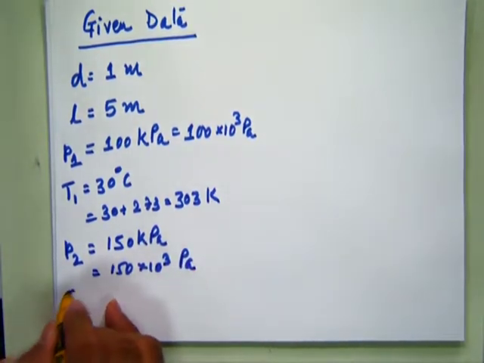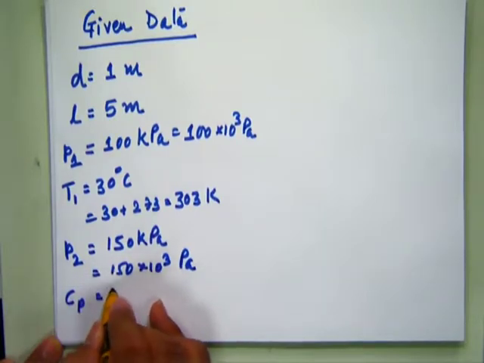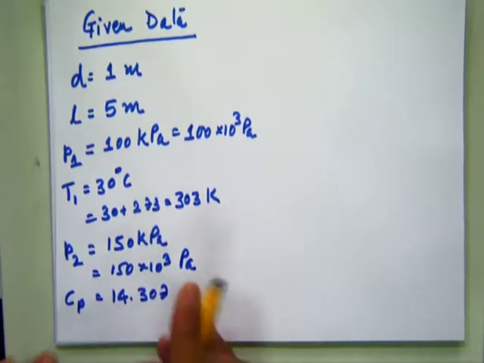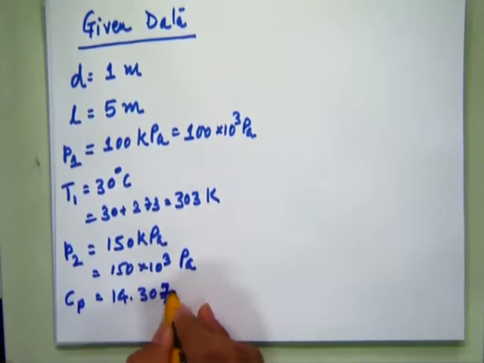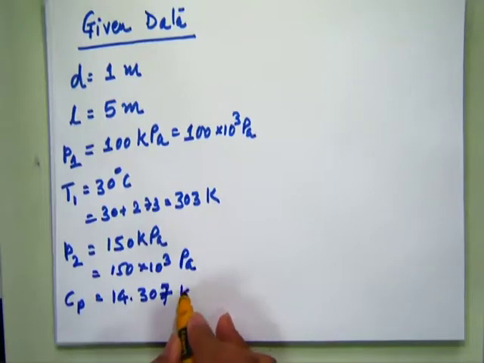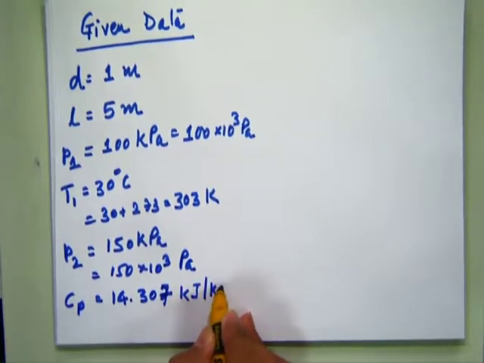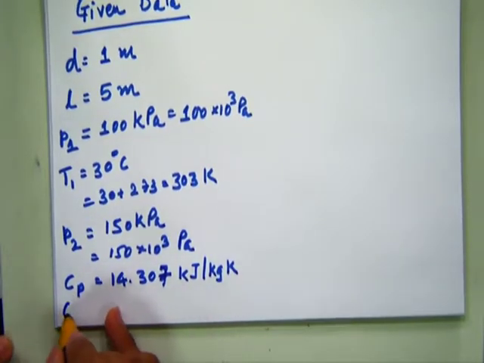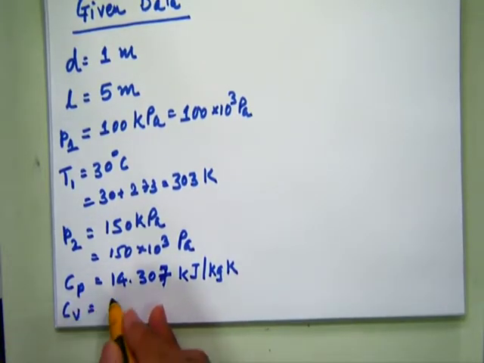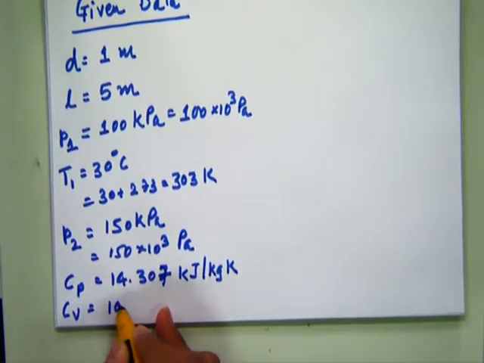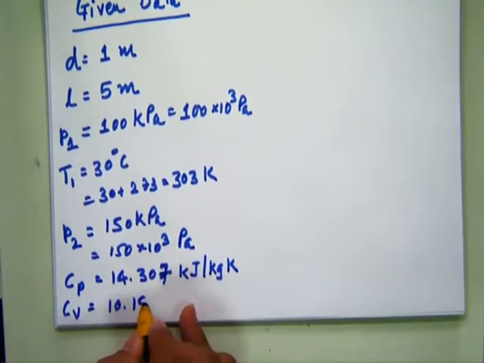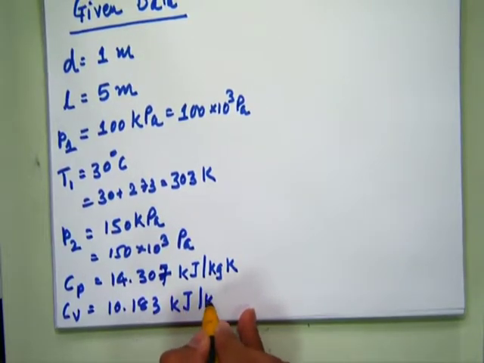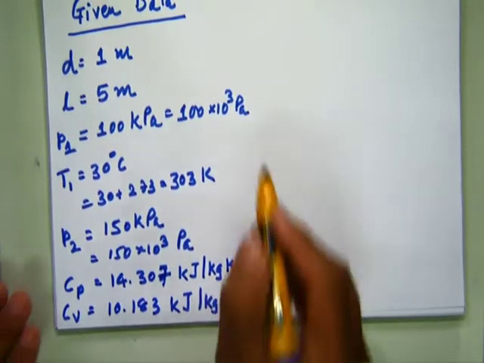The values of Cp is 14.307 kilojoule per kg Kelvin and Cv is equal to 10.183 kilojoule per kg Kelvin.